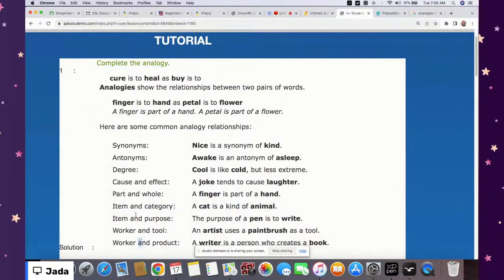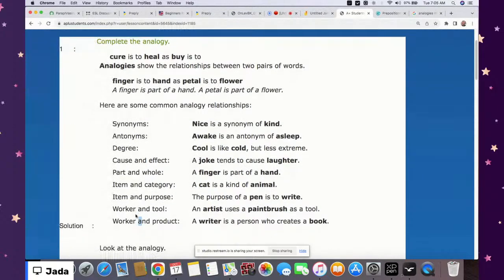Item and purpose. The purpose of a pen is to write. So why do we have a pen? Because we need it to write. When you have a pen, you're going to write. And then worker and tool. An artist uses a brush as a tool. Of course, an artist who paints and draws would use a paintbrush. Worker and product. A writer is the person who creates books. So with workers and products, you have a writer and then you have books. Just like with music, we have musicians, right? So yeah, like that.